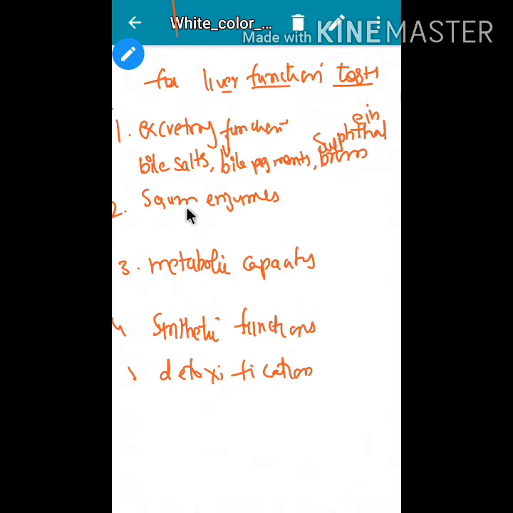Other one is serum enzymes. Let us see what are the serum enzymes that are synthesized in liver. One is transaminase, alkaline phosphatase, one more is 5' nucleotidase, and the last enzyme is gamma glutamyl transpeptidase.